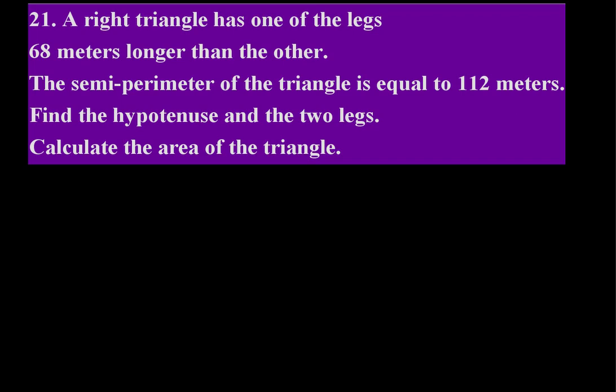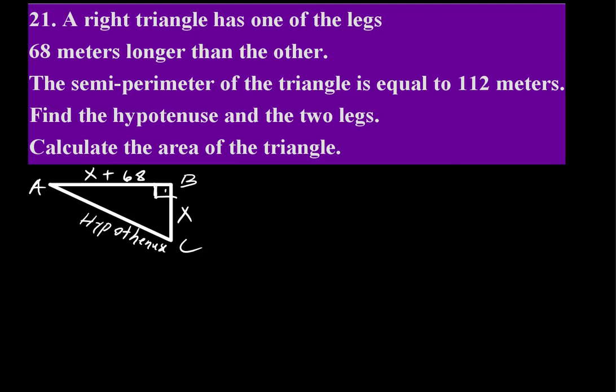And in this situation here, we have a right triangle, and one of the legs is 68 meters longer than the other, and they give us the semi-perimeter. Half of the perimeter of the triangle is 112 meters. So they are asking us to find the hypotenuse and the two legs, and then to calculate the area. A little bit of geometry, but we will do it.